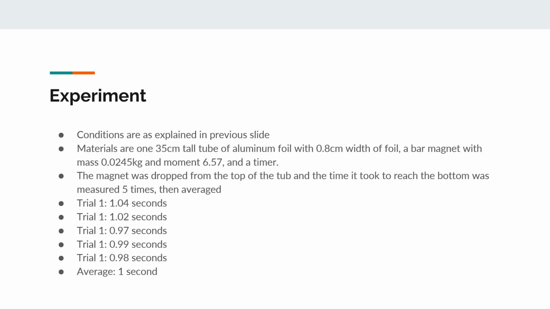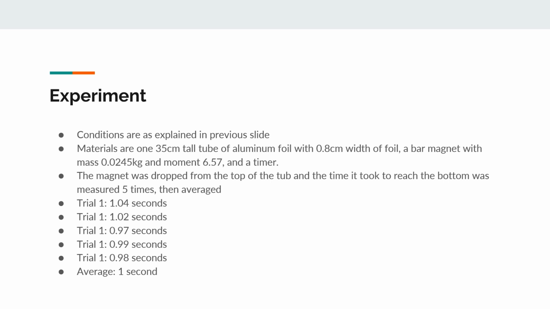The materials are a 35 centimeter tall tube of aluminum foil that has a thickness of 0.8 centimeters of foil on it, and a bar magnet with the mass shown right there and a moment of 6.57. And we're also going to use a timer to determine the time it takes.